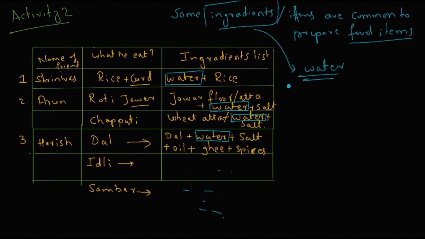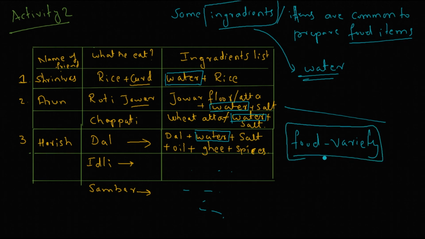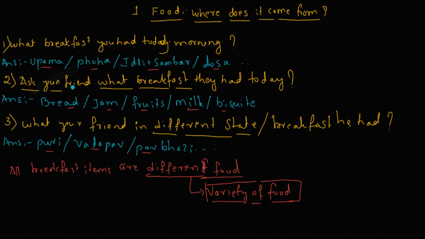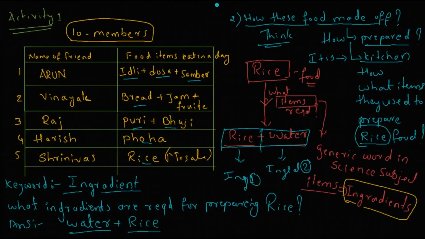Okay, that's it on food variety. At this moment we are going to stop. This is called food varieties. We have studied food variety so far, and here is a question. First, what breakfast you had, and what your friend in a different state had for breakfast. We collectively took the items and found different items. Those different items are nothing but what is called variety of food. So that's how we come up.